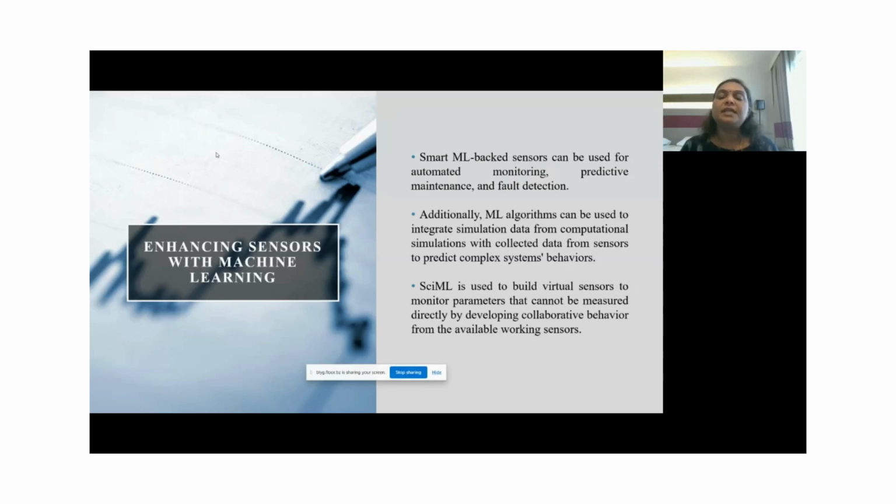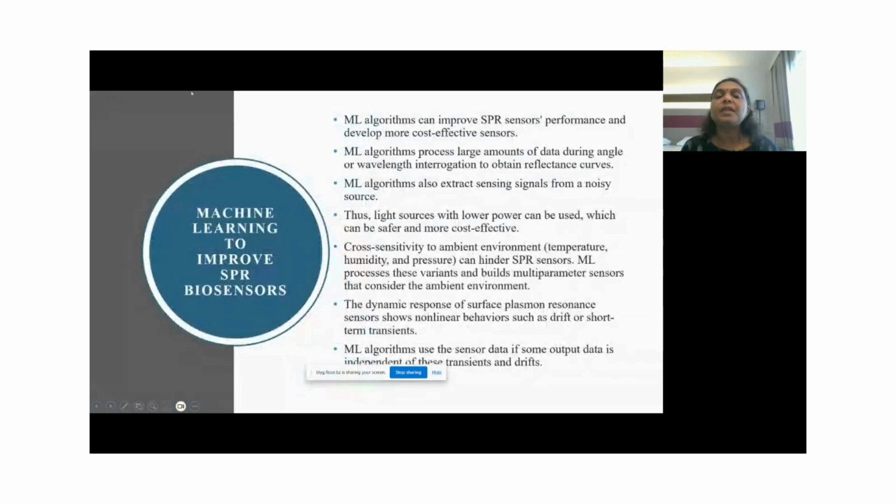Scientific machine learning is used to build virtual sensors to monitor parameters that cannot be measured directly, by developing collaborative behavior from the available working sensors. Machine learning can help to improve SPR biosensors because machine learning algorithms improve the performance and development of more cost-effective sensors. Indirectly, machine learning processes large amounts of data during the angle or wavelength interrogation to obtain the reflectance curve. Machine learning algorithms also extract sensing signal from noisy sources. Thus, a light source with lower power can be used, which can be safer and cost effective.